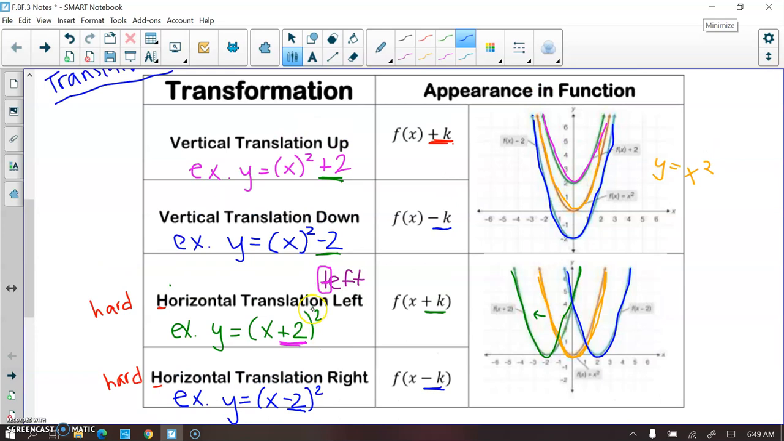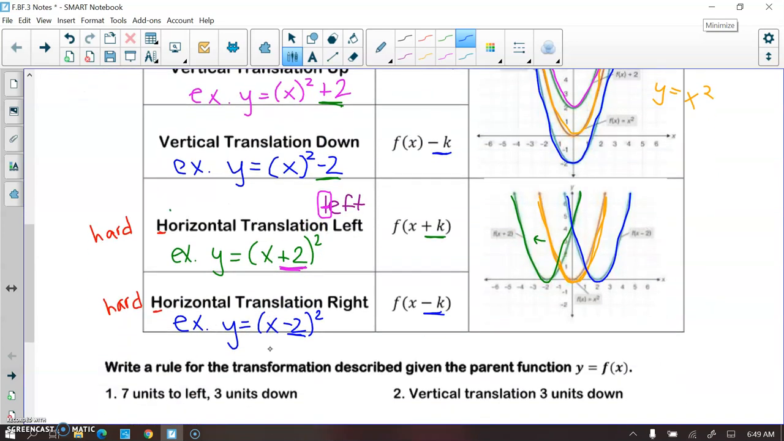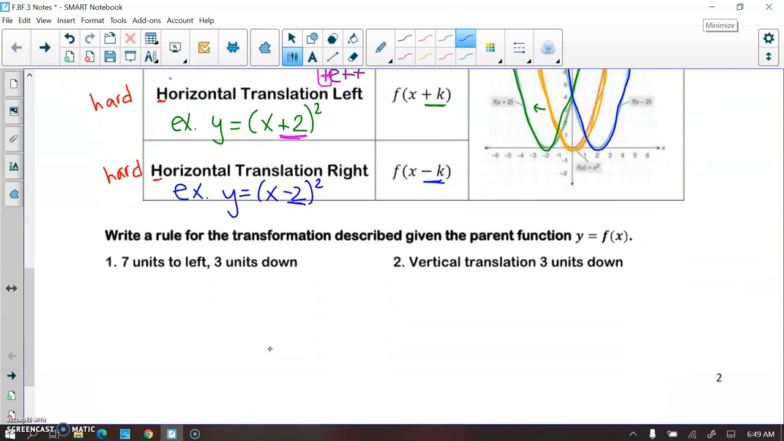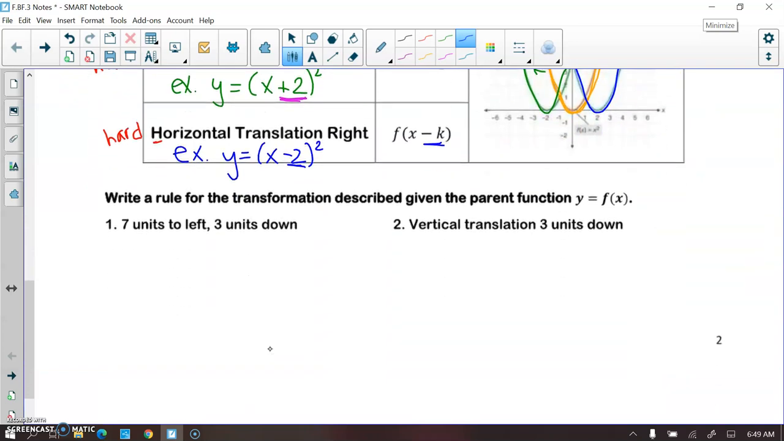Okay, so these are your 4 translations. Now we're going to get started to practice. So number 1 says to write a rule for the transformation described given the parent function y is equal to f of x. So what this means is we are going to use y is equal to f of x.